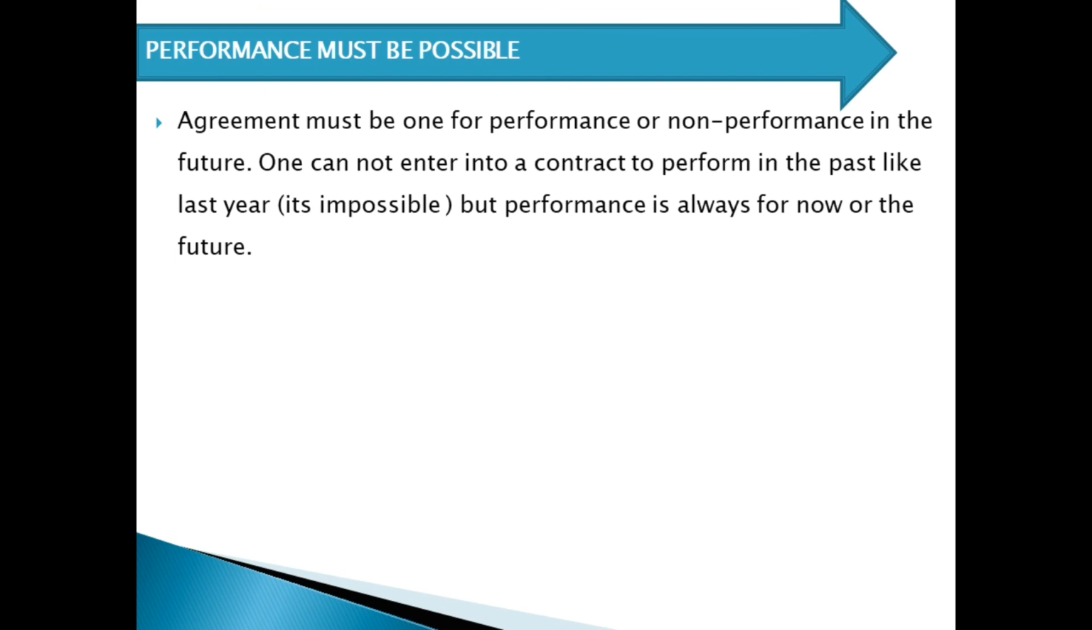Now let us look at performance. Performance must be possible. Agreement must be one for which performance or non-performance is in the future. One cannot enter a contract to perform in the past, like last year. It's impossible. But performance is always for now or the future.